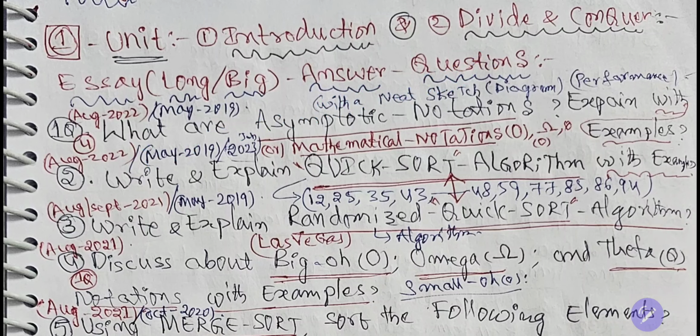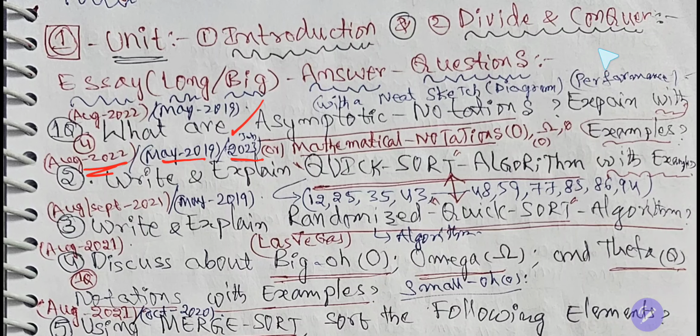See here, August 2022 this question, and May 2019 also this was asked, and last year July 2023 also this question was asked. So mostly this time may not ask this question, right? We have quick sort, merge sort and Strassen's matrix multiplication and binary search. Out of these four from the first unit second chapter you will be getting one question compulsory.